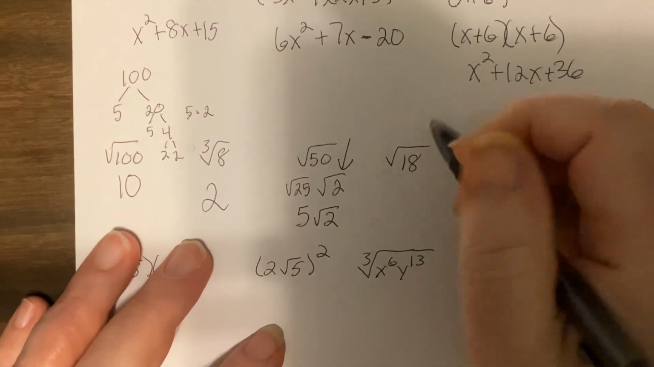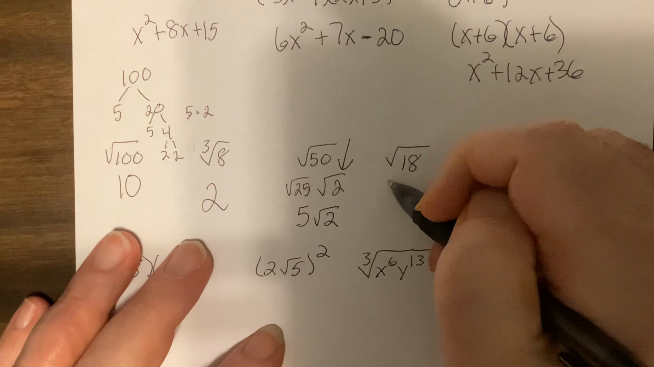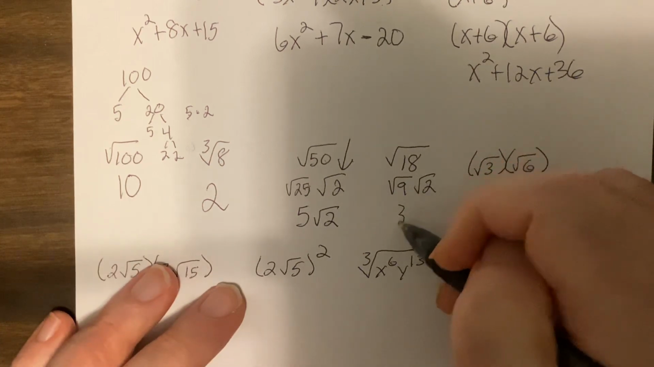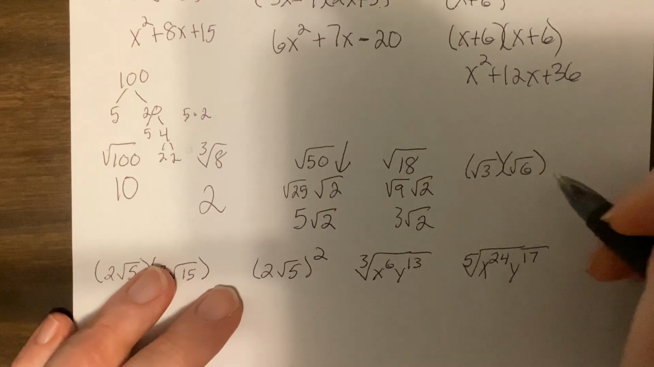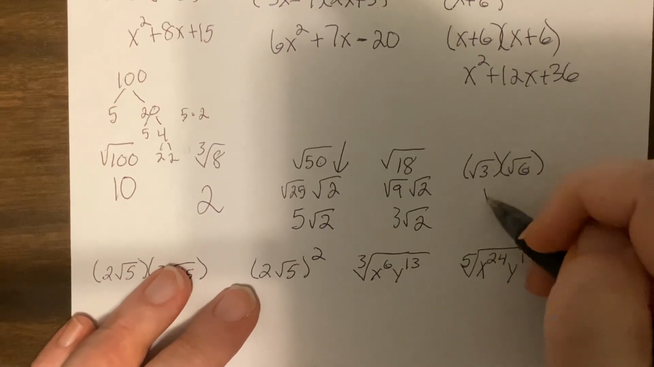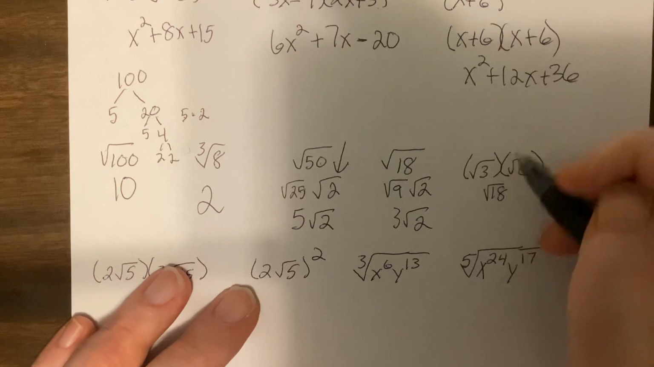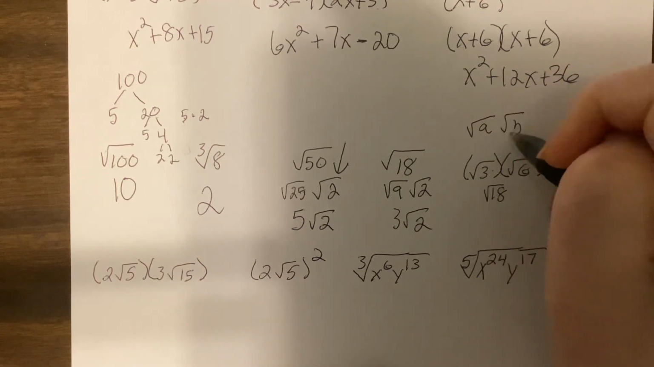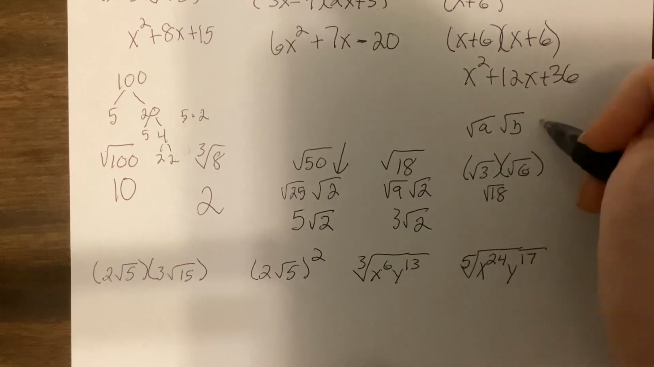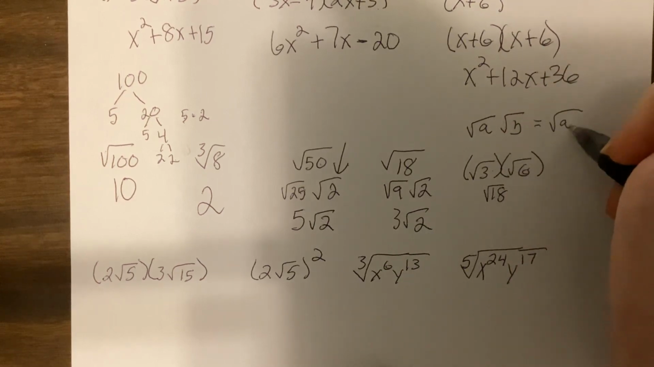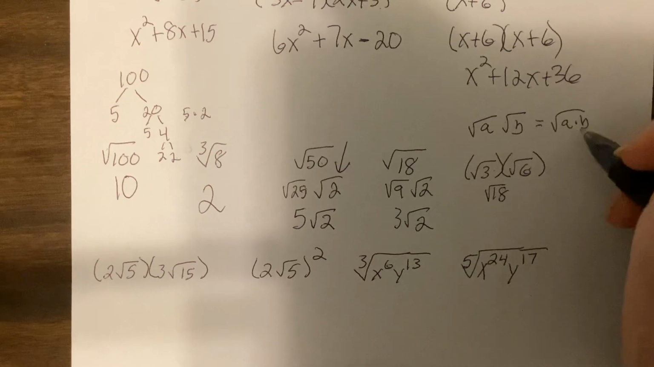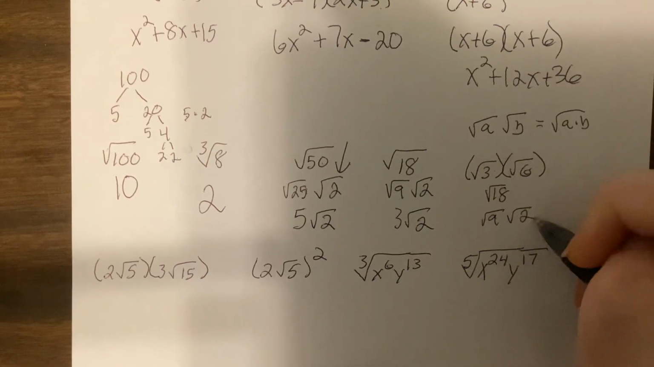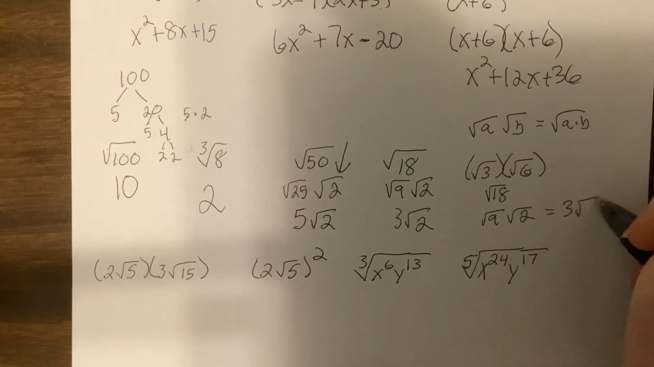Then 18 is 9 and 2. So square root of 9 is 3. So square root of 3, square root of 6, square root of 18, you multiply it together. Whenever you have the square root of A times the square root of B, if it's the same index, you just multiply the stuff underneath. Then you break it up again with the perfect square, which would be 9. The 2's left over, so it's 3 square root of 2.